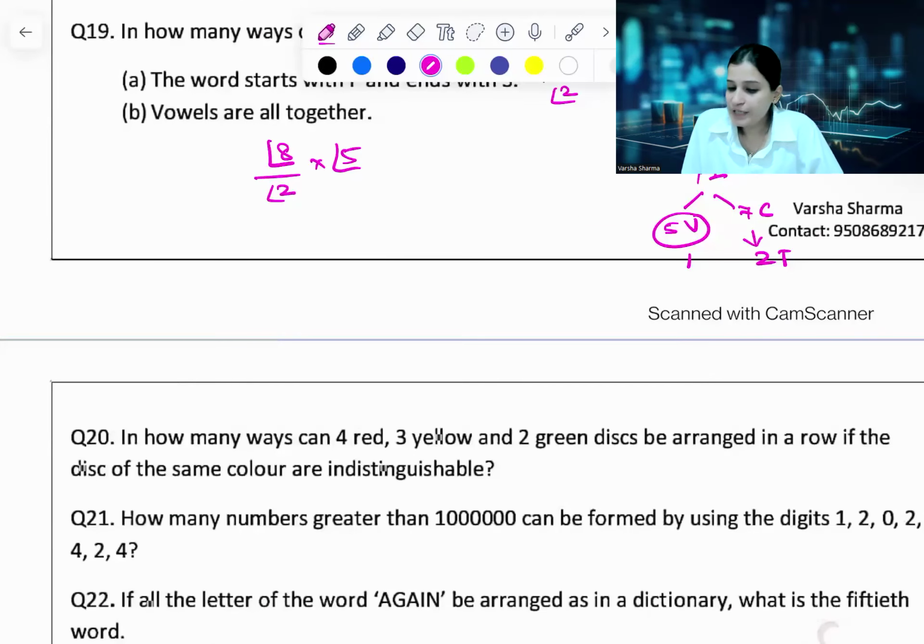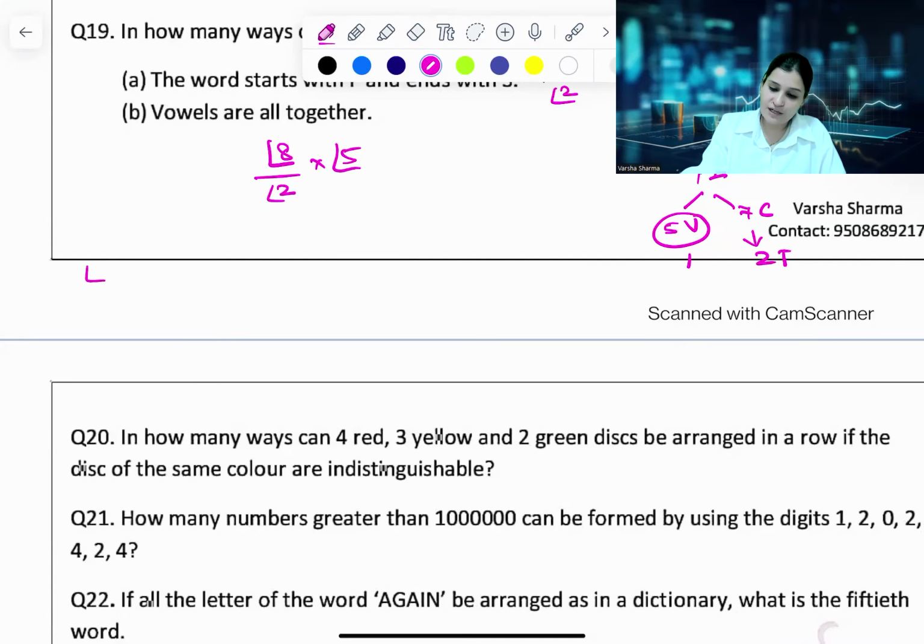20. In how many ways can 4 red, 3 yellow, and 2 green discs be arranged in a row if the discs of the same color are indistinguishable? That means they are identical. There are 4 red identical discs, 3 yellow identical discs, and 2 identical green discs. So in total, there are 9 discs. 9 discs can be arranged in factorial 9 ways. But out of that, 4 are identical, then 3 are identical, then 2 are identical.